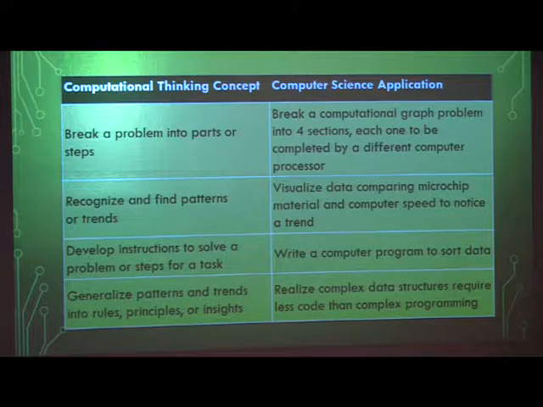Recognize and find patterns or trends. In computer science, visualize data, comparing microchip material and computer speed to notice a trend. Developing instructions to solve a problem or steps for a task: write a computer program that sorts data, as an example. Generalizing patterns and trends into rules, principles, or insights. In computer science, you could realize complex data structures requiring less code than complex programming. That's something these smart IT folks in the front row know a little bit more about.